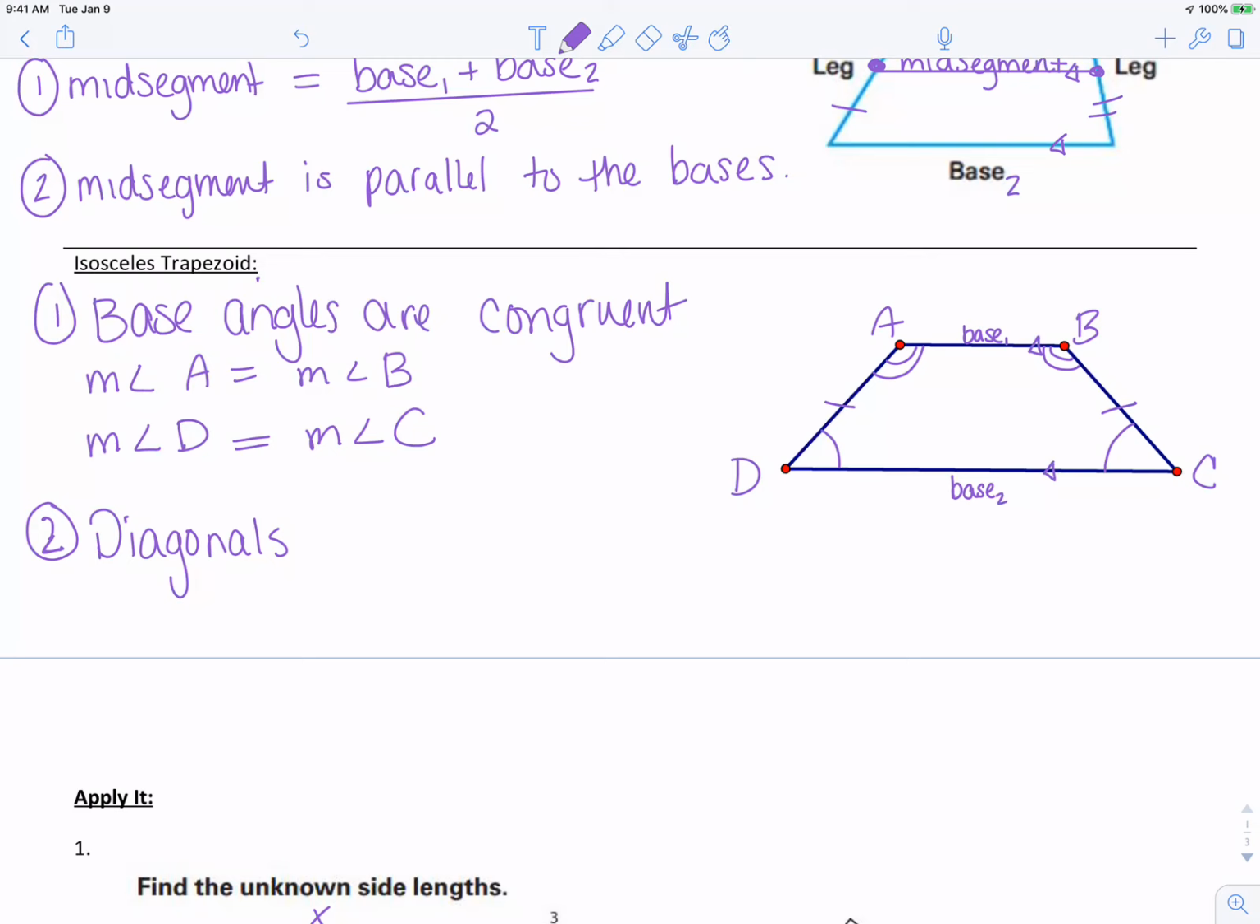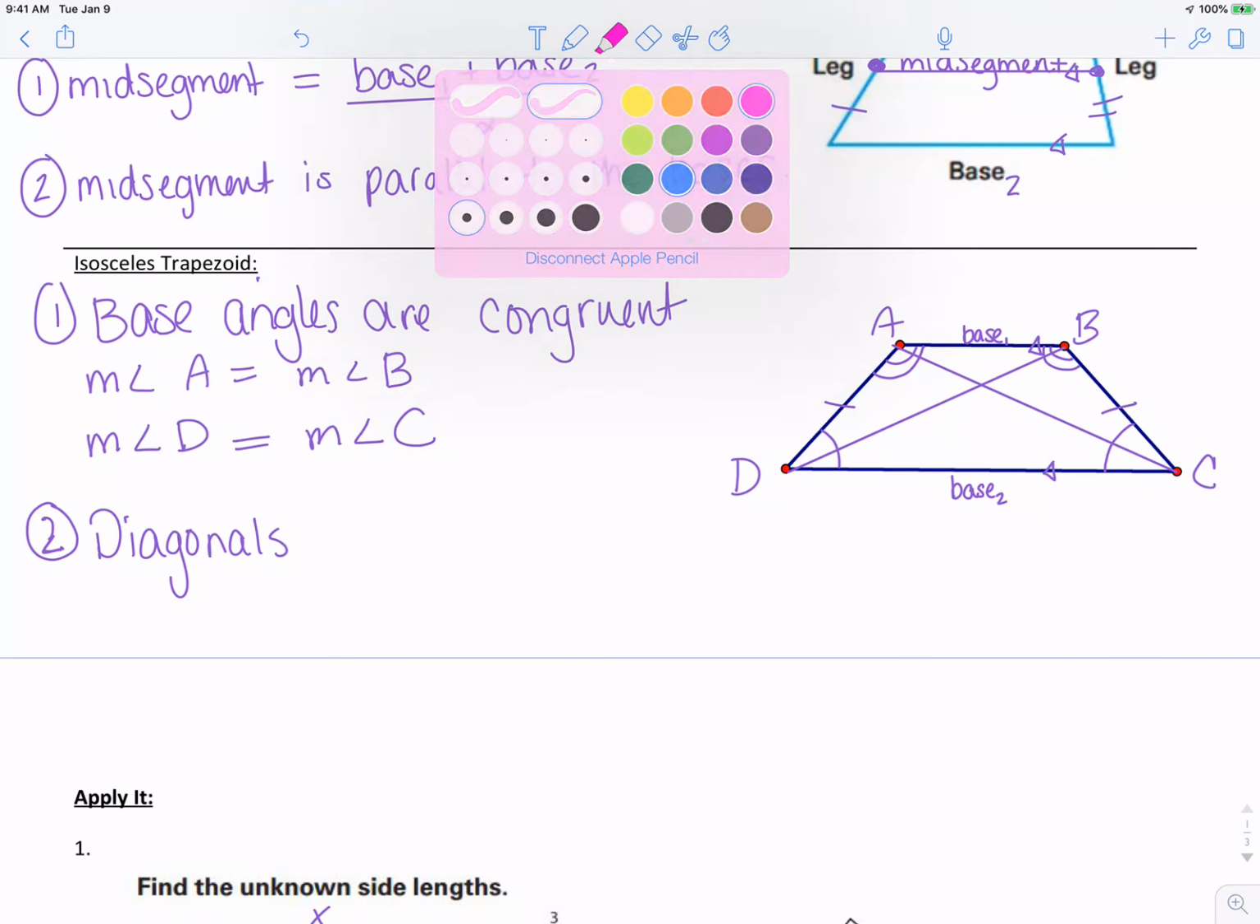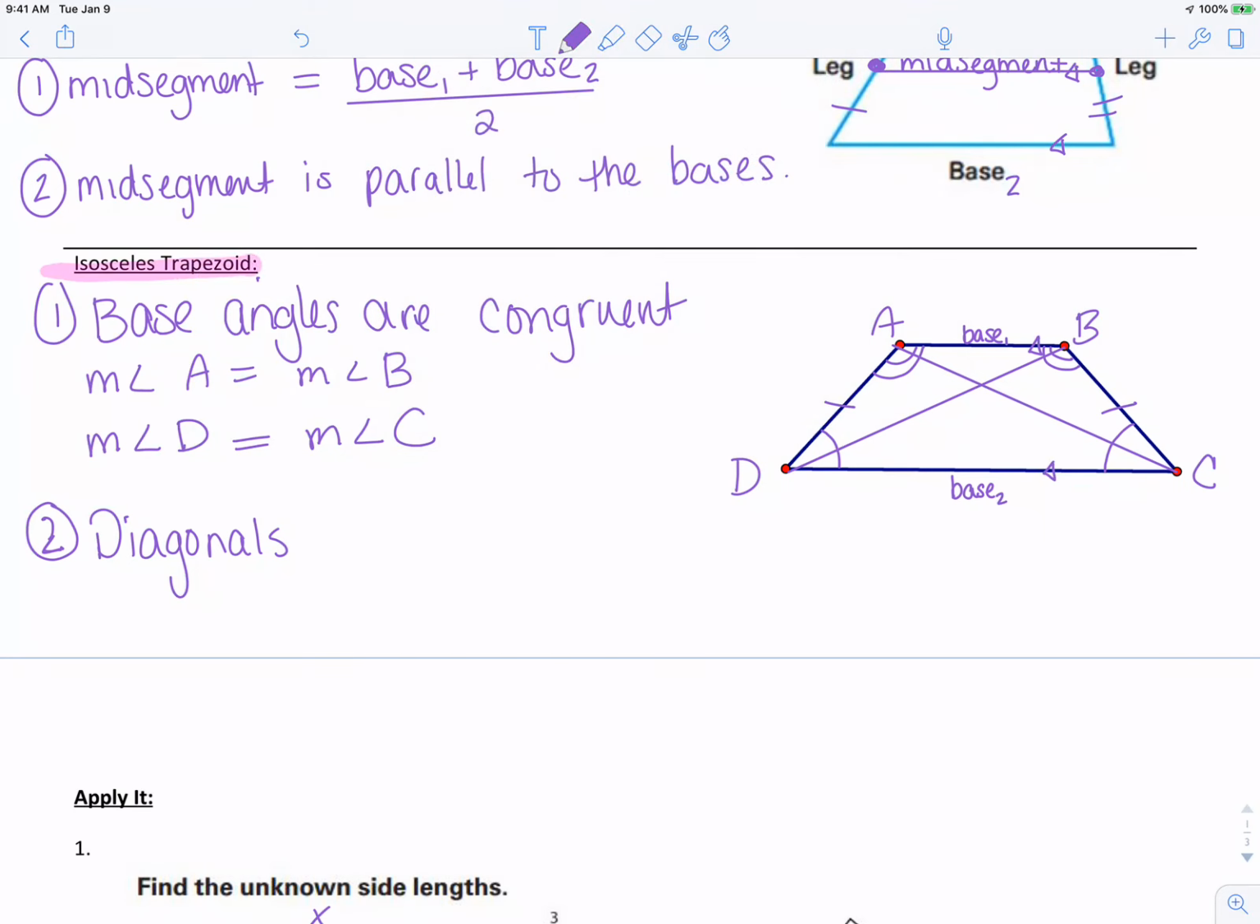The last property about trapezoids that I'm going to tell you about is the isosceles trapezoid diagonals. Because those legs are congruent, it kind of evens this up a little bit. This is only true for the isosceles trapezoid, not a general trapezoid: it has diagonals that are congruent. So if I was going to do a problem involving those diagonals, I would say AC is the same length as BD, and that's how I would set up the equation.